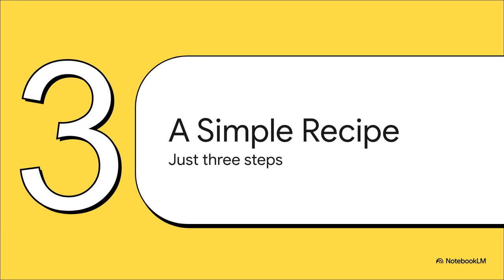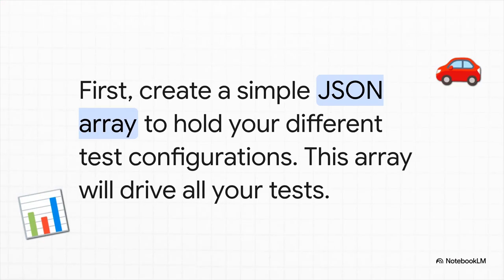So, how do we actually pull this off? Let's break it down into a simple 3-step recipe that you can use in your own projects right away. Okay, first things first, you just create a simple array of objects. Each object in this array is going to hold a different test configuration, like a different browser or screen size or operating system. You can think of this array as the engine that's going to drive all your tests.